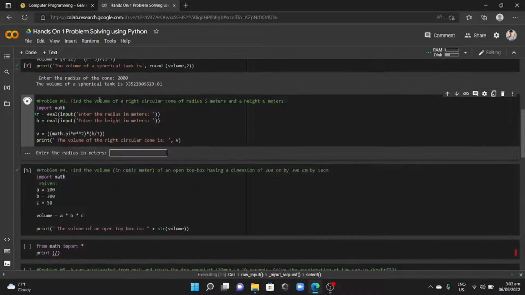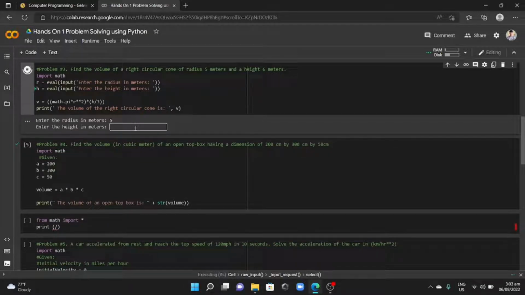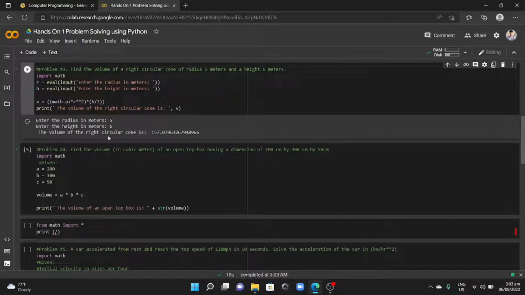We are going to run the code. We are going to enter the radius in meters, which is 5. Enter. The height in meters, which is 6, and we're going to enter. And there we go. We have the volume of the right circular cone is 157.